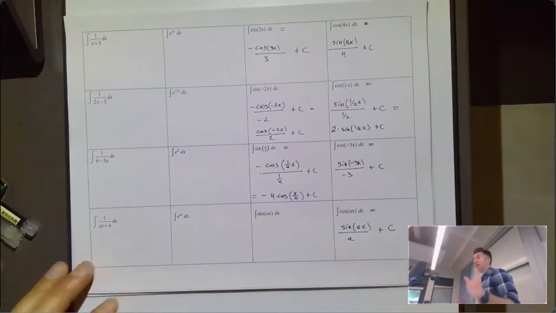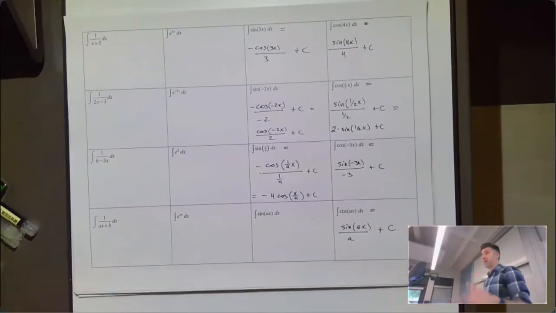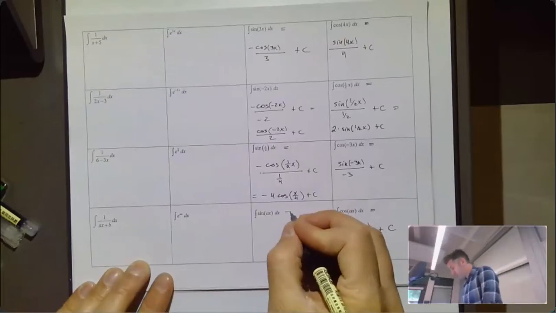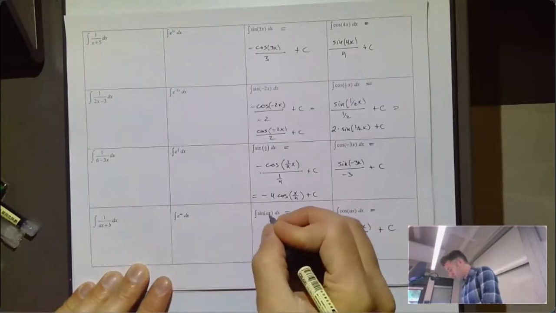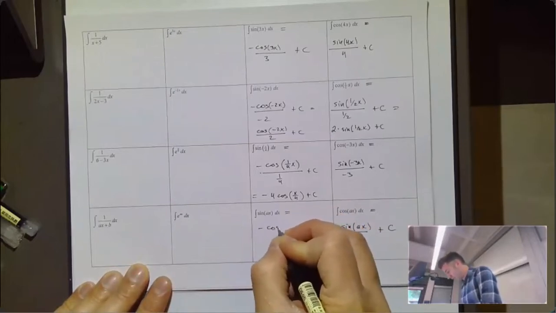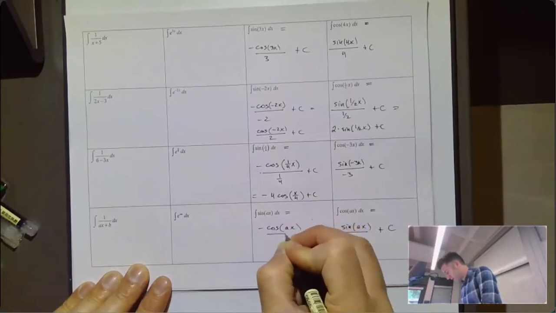So it's repetitive, right? I know we're seeing the same thing over and over again, but that's because we're really trying to drill it into ourselves that we do this antiderivative of a thing as a constant times x, we're just going to divide by that constant. Same deal here. The antiderivative of sine of a constant times x is negative cosine of that constant times x divided by that constant.